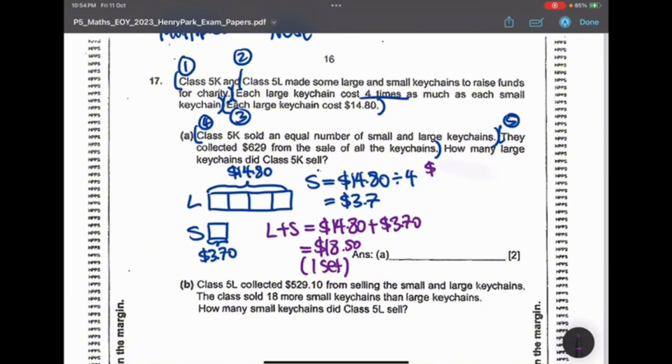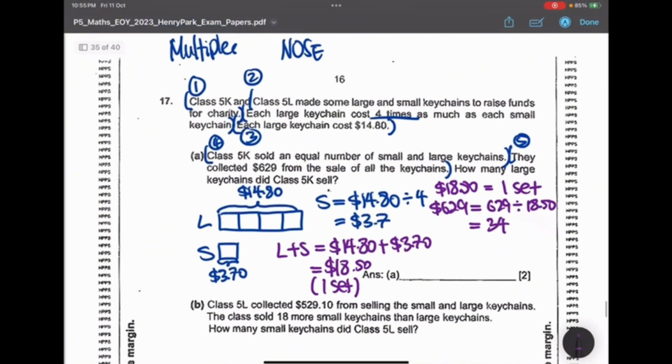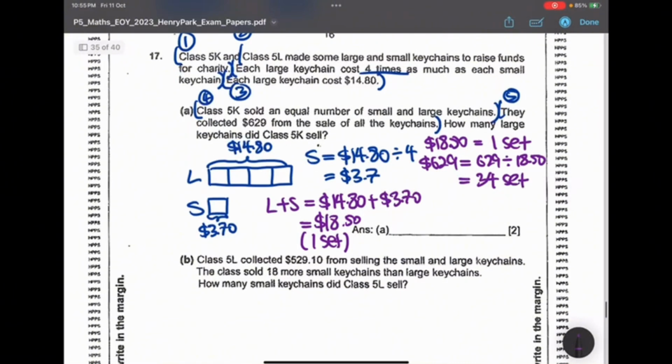So if $18.50 equals to 1 set, what is $629? Okay, how can we find this? How many sets is 629? We can simply take 629 divided by 1850. Okay, and that would simply give me 34. Right, so I know that I have 34 sets. Right, and what did we say? 1 set equals to 1 large and 1 small. So 34 sets would simply be 34 large and 34 small.